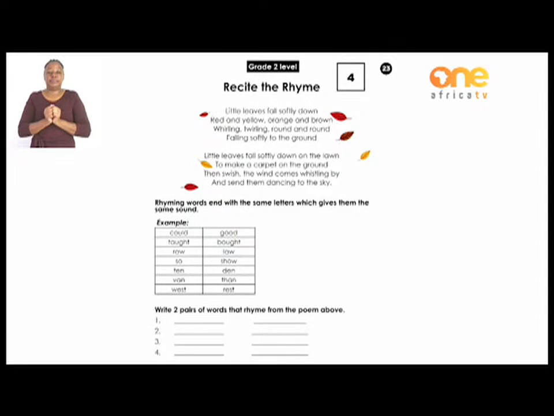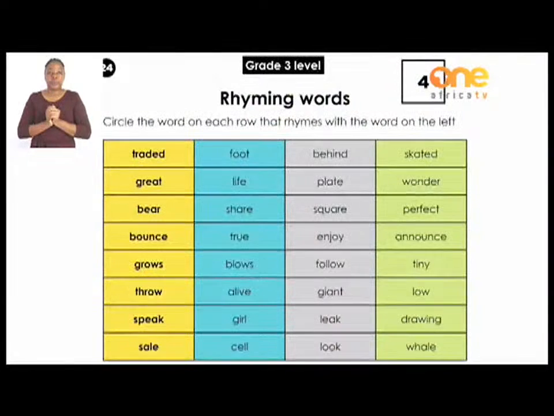Let us now turn to page 24. On page 24, we can see a colorful table. And this table is also about rhyming. It's asking us to circle the word on each row that rhymes with the word on the left. Our words on the left are the yellow ones. So we have traded, great, bear, bounce, grow, throw, speak, and sail.